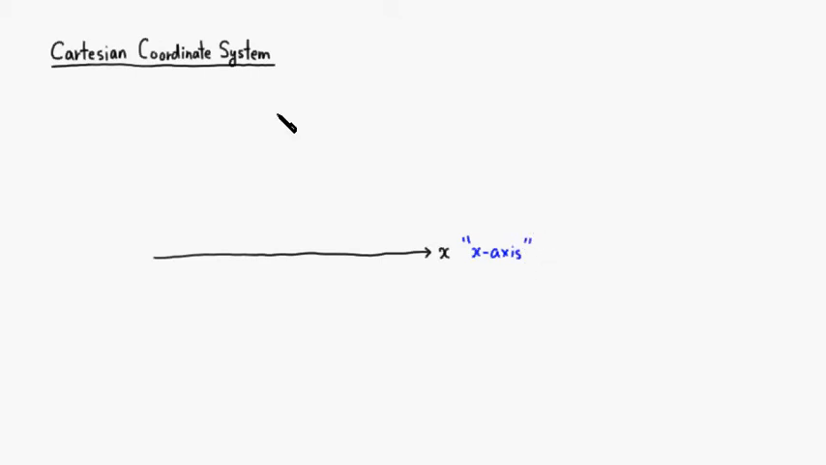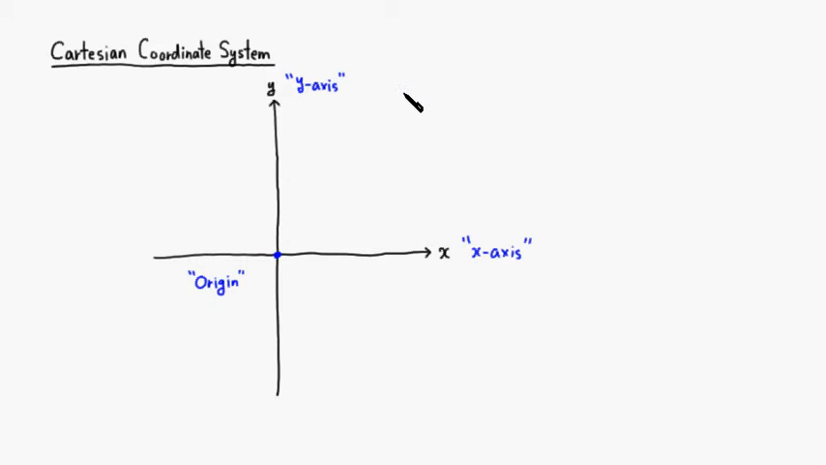And the vertical one, with a vertical number line, is called the y-axis. And their intersection is called the origin. These four sections are called the quadrants, and for some reason they decided to count them this way.